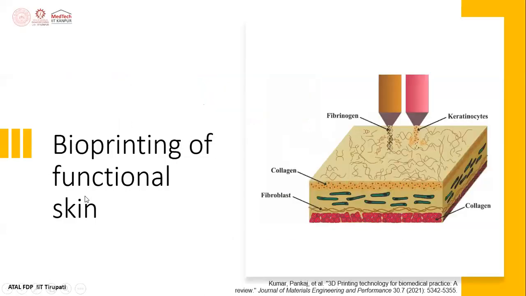So bioprinting of functional skin also can be done. This is where multi-jet printing is happening. You will have collagen. In this, you will have collagen, up and down. Then you will have fibroblasts. Then you have fibrinogen, and then you also have keratinocytes. So all these materials and cells will be mixed in a liquid form, and it will be allowed to pass through a nozzle.